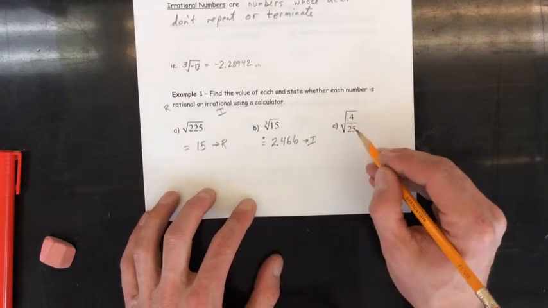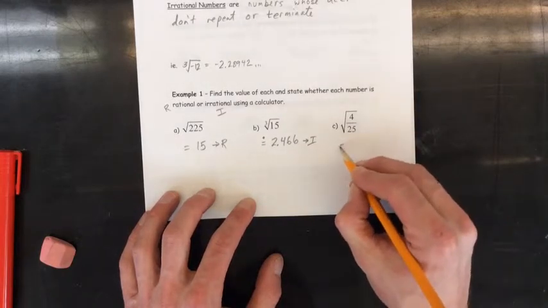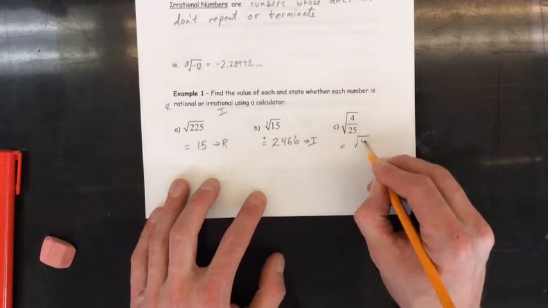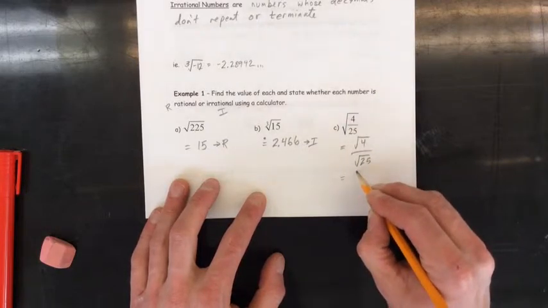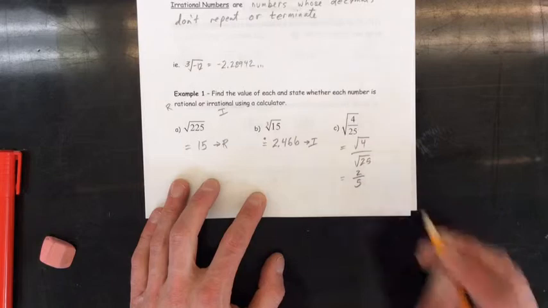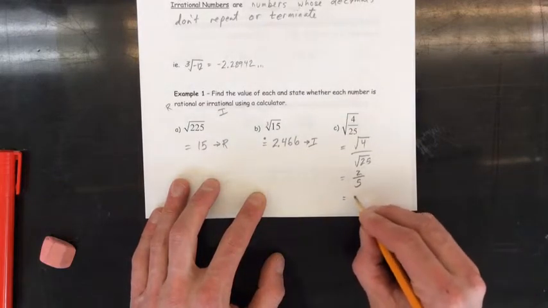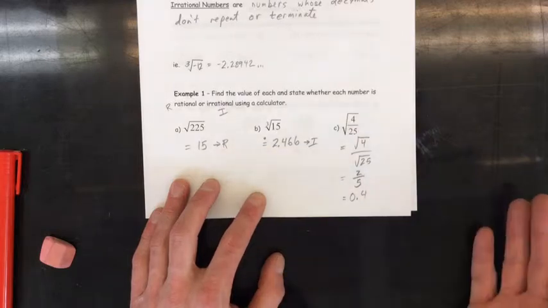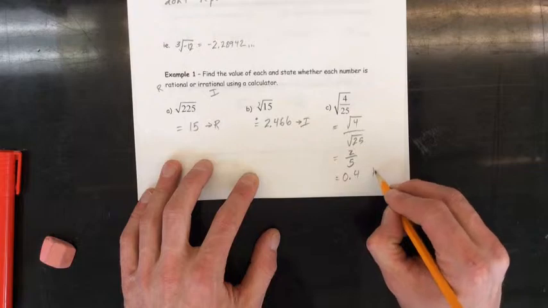Now here I have a fraction under my square root. So if I take the square root of 4 over the square root of 25, those are perfect squares, I get 2 over 5. Punching 2 divided by 5 into my calculator, I get 0.4. Well, that definitely terminates. So that is a rational number.